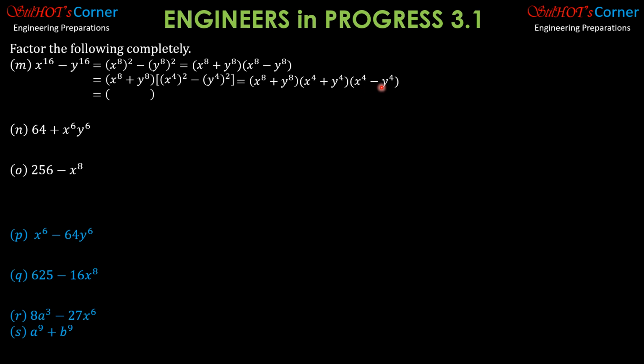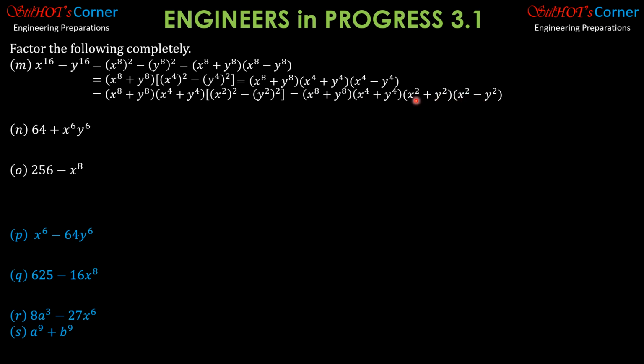So therefore, copy x to the 8 plus y to the 8 times the quantity x to the fourth plus y to the fourth. Then this is x squared, squared, minus y squared, squared. So copy x to the 8 plus y to the 8 times x to the fourth plus y to the fourth. Then we'll have x squared plus y squared, then times the quantity x squared minus y squared. So we cannot factor x squared plus y squared, just like this. But x squared minus y squared is a difference of two squares.